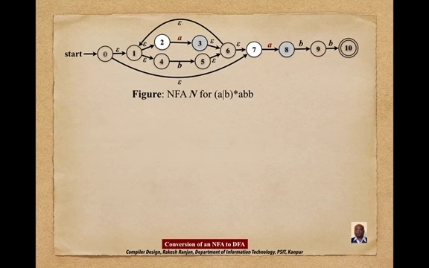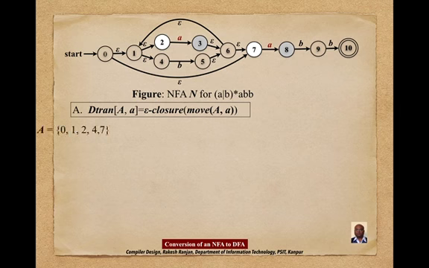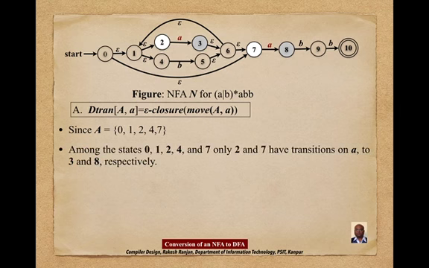So here in the diagram you can see that if you are at state A, we need to find move(A, a) first. Since A is 0, 1, 2, 4, and 7, from each of 0, 1, 2, 4, and 7 we need to find where we go if we take input a. In the diagram you can see move(A, a) gives 3 and 8. We can reach state 3 and state 8 from this state.